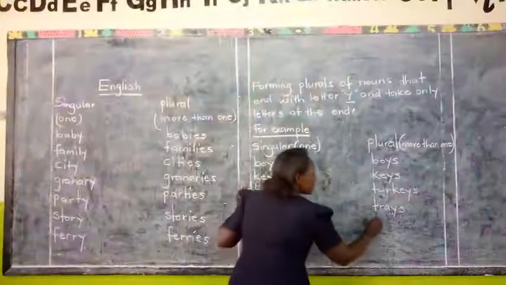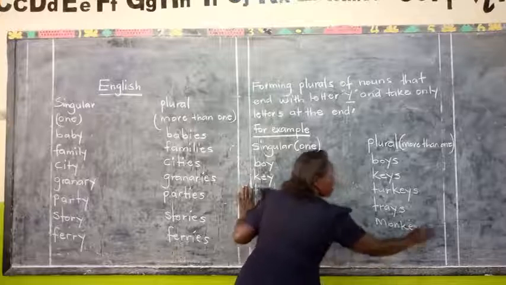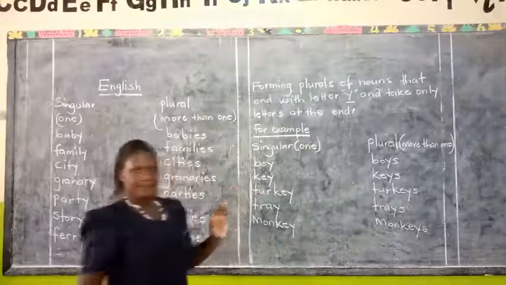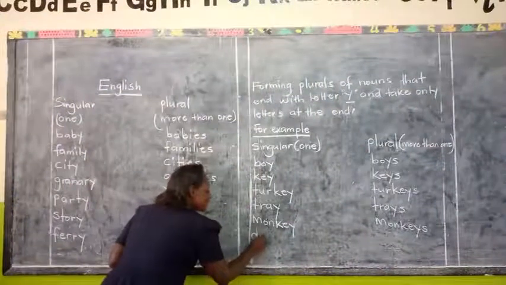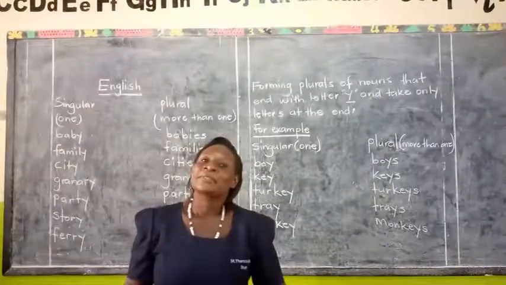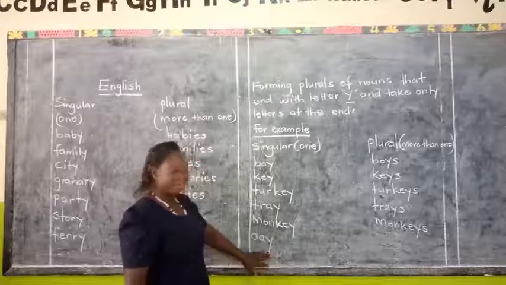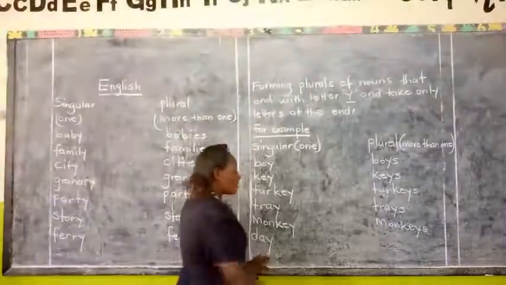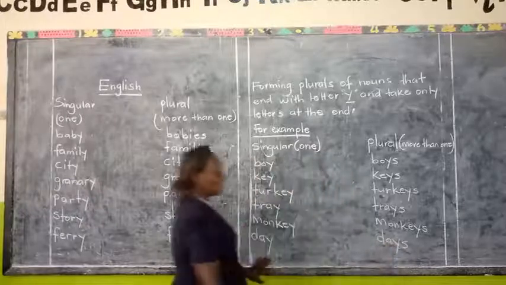So we have monkeys. You just write it the way it is. Then you add on letter S. We also have another one as day. Today is a Monday. Today is a Sunday. Tomorrow is a Tuesday. With the day, again, you add on letter S to make its plural form. Days of the week.